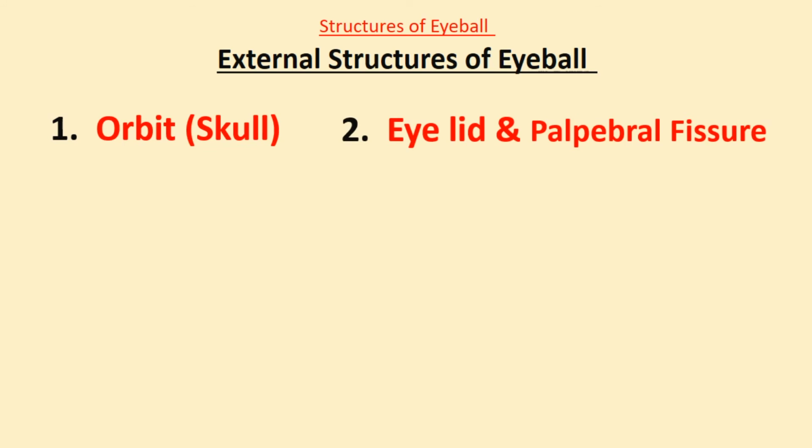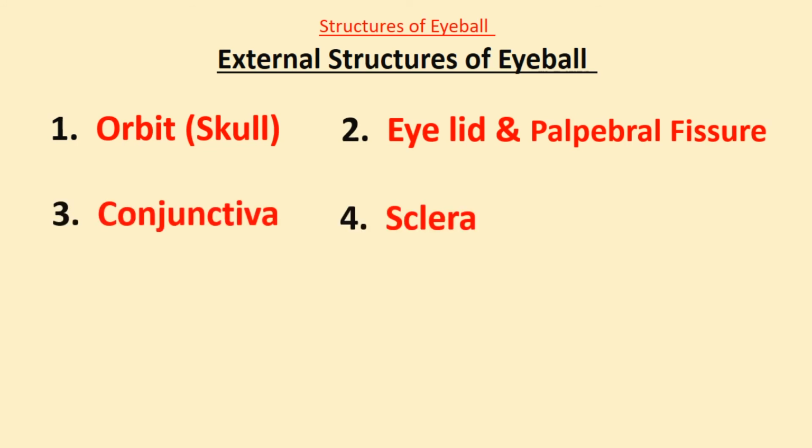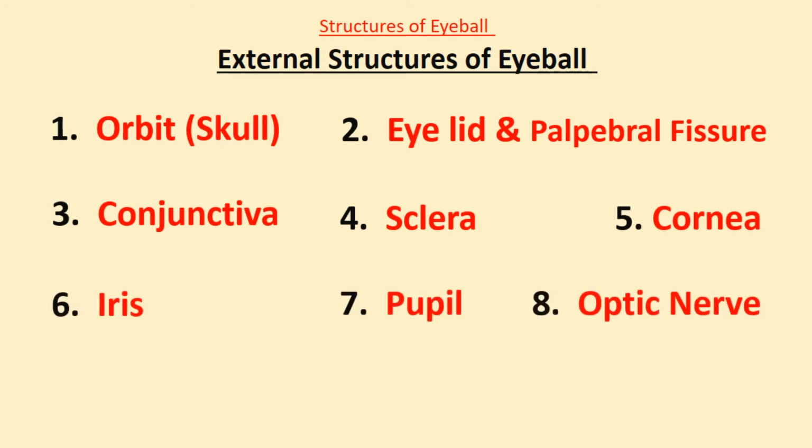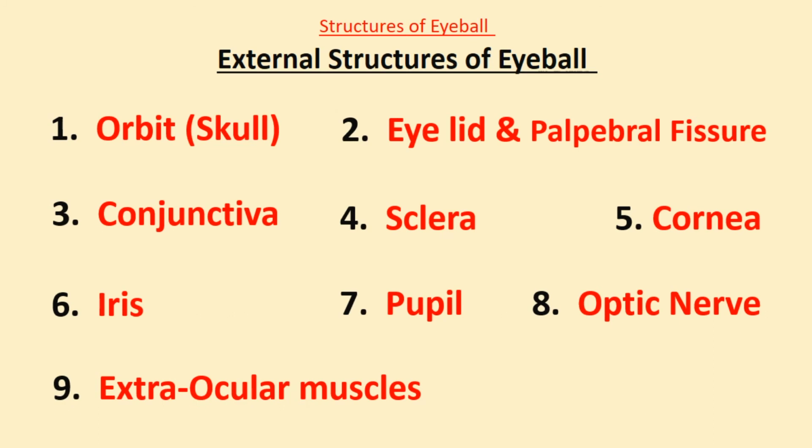So far, we have learned the following parts: orbit, eyelids and palpebral fissure, conjunctiva, sclera, cornea, iris, pupil, optic nerve, extraocular muscles, and measurements of different parts. Next, we will learn the parts that can be seen only after dissecting or cutting the eyeball.